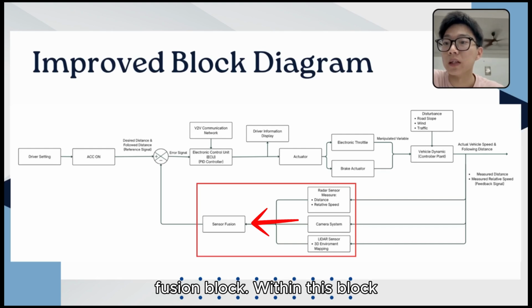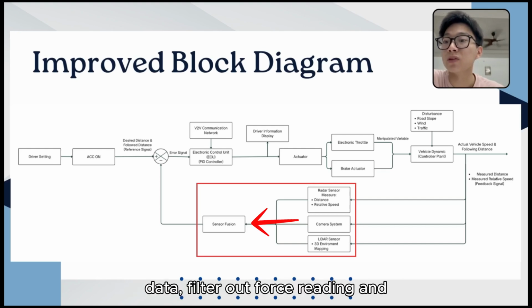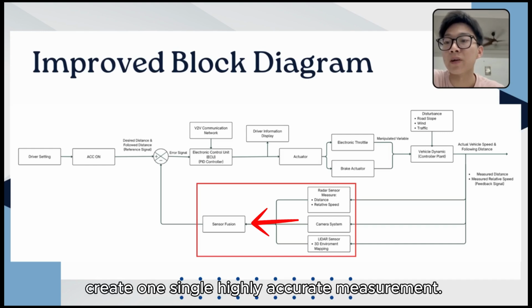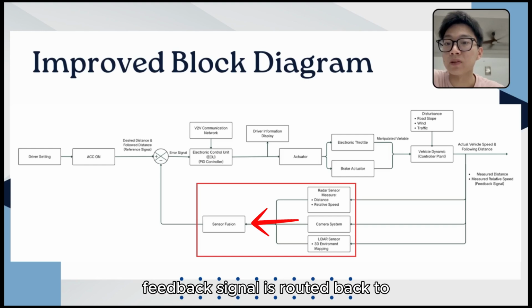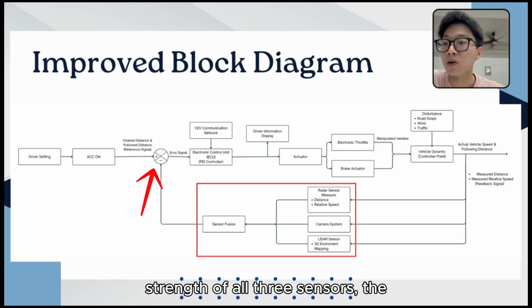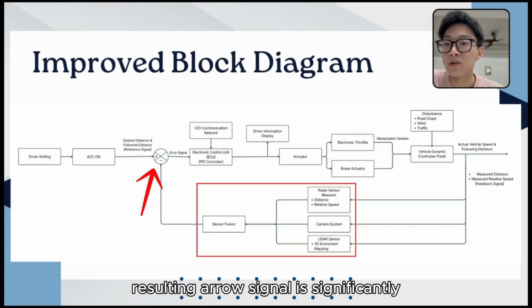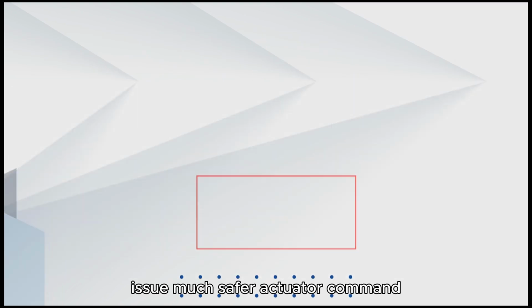Within this block, the system mathematically integrates the data, filters out false readings, and creates one single highly accurate measurement. Finally, this unified feedback signal is routed back to the summing junction. By combining the strengths of all three sensors, the resulting error signal is significantly more reliable, allowing the ECU to issue much safer actuator commands.